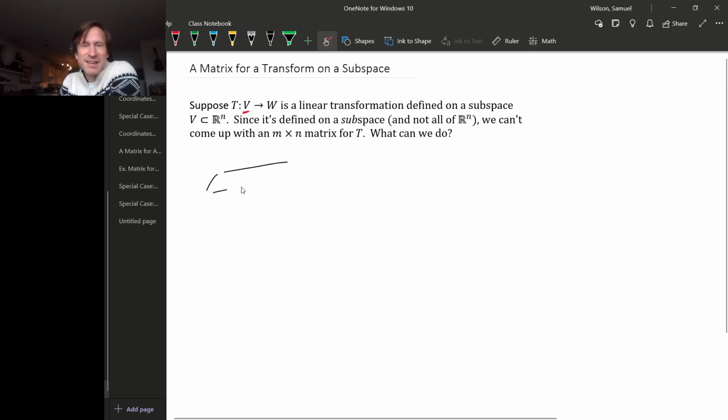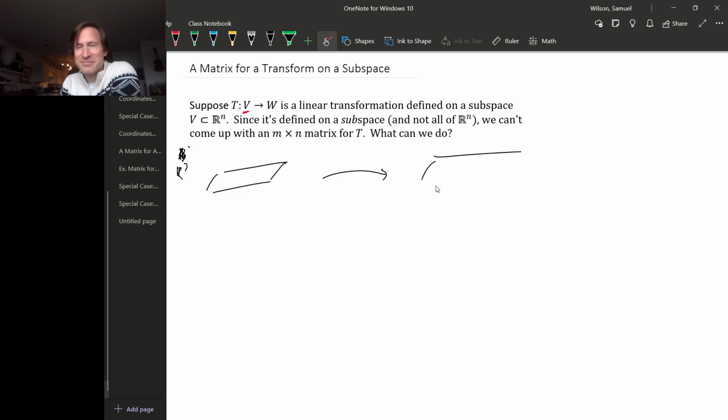If we have some two-dimensional space sitting inside of R3, and it maps to some other subspace in some other Euclidean dimension, we only have a matrix if this linear transformation is defined on all of R3. If it's only defined on this subspace, then there's no matrix, at least no matrix that has three columns, because the linear transformation isn't defined in this third direction.